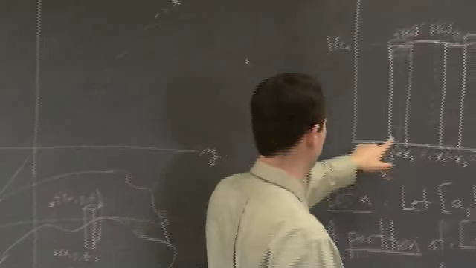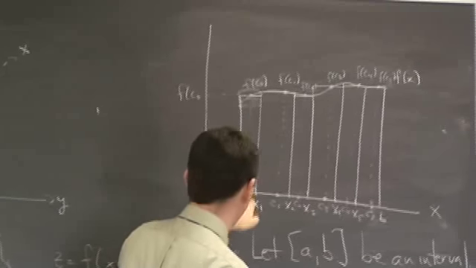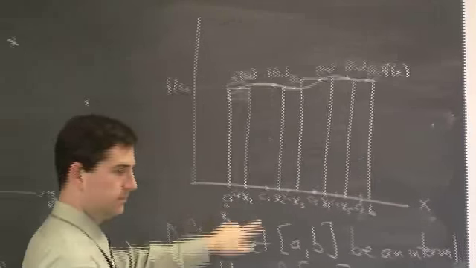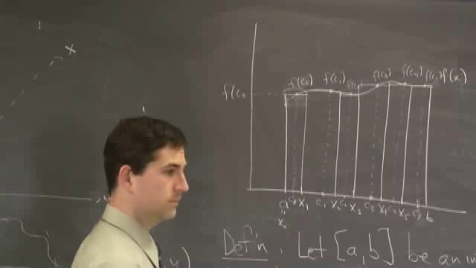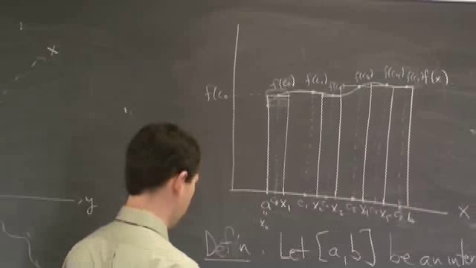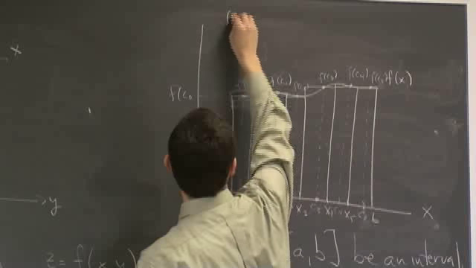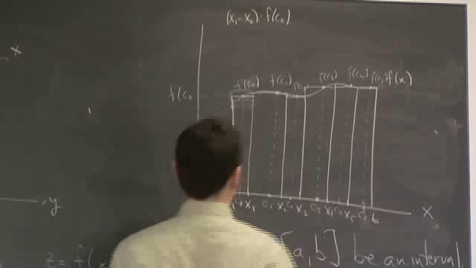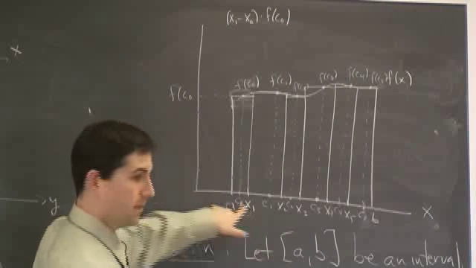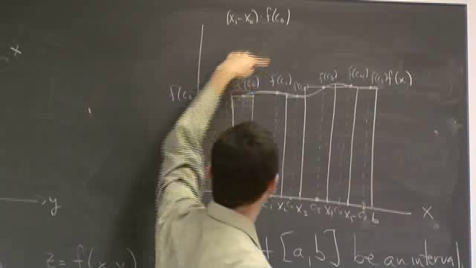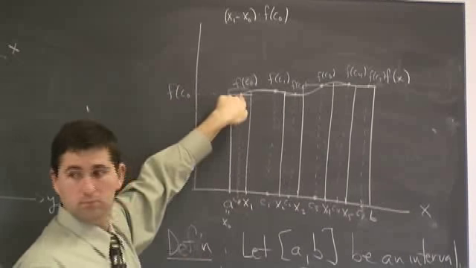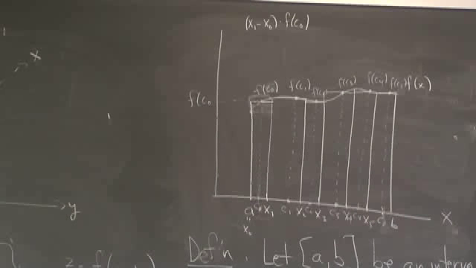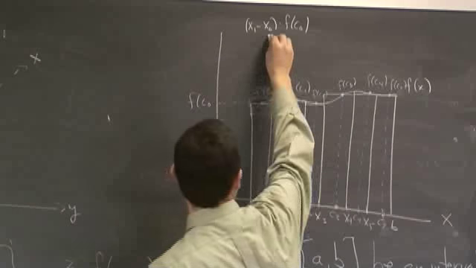Well, let's start with one of them. What's the area of this first rectangle? X1 minus X0 times f of t0. Okay. It's the base, which is X1 minus X0, times the height, right? And the height was f of t0. You happy with that, Hussein? Okay. And so that's the first one.